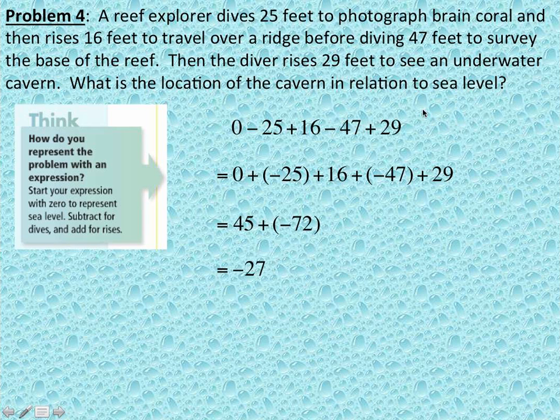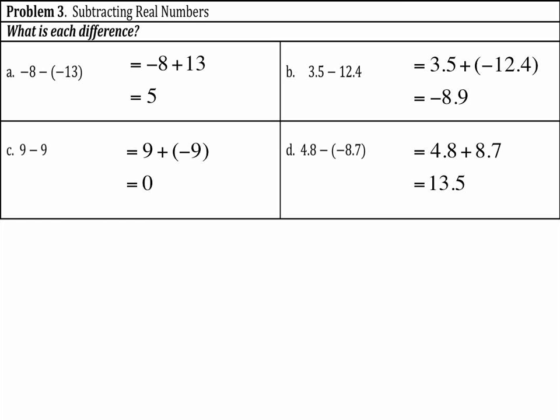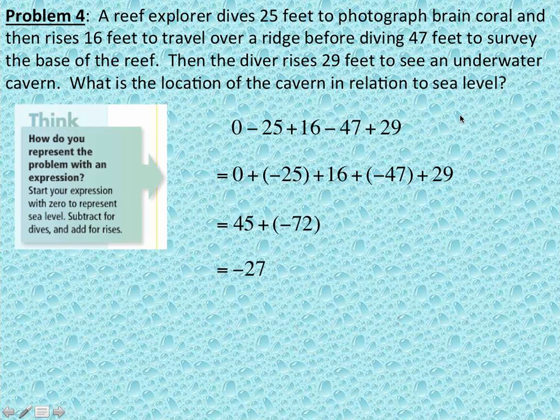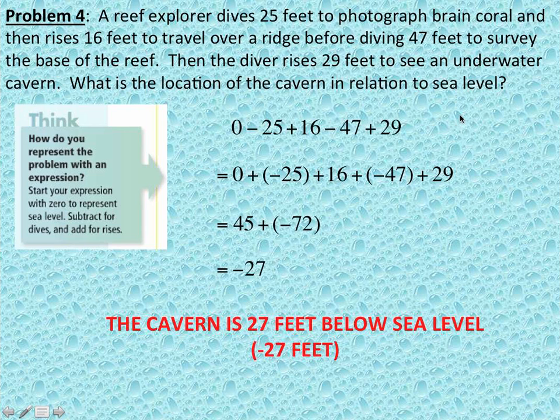For a lot of these things, you have a calculator. The main goal of this section is to help you understand why the things work. If I'm doing these problems, I'm punching them right into my calculator. The goal of the section is to understand why that works. Why is 3.5 minus 12.4 really the same as 3.5 plus negative 12.4, and how all that comes about. So the cavern is 27 feet below sea level.